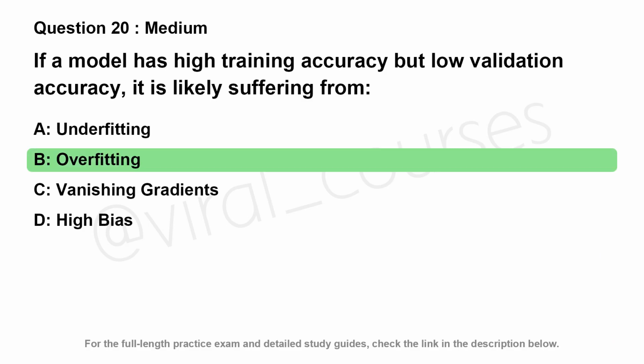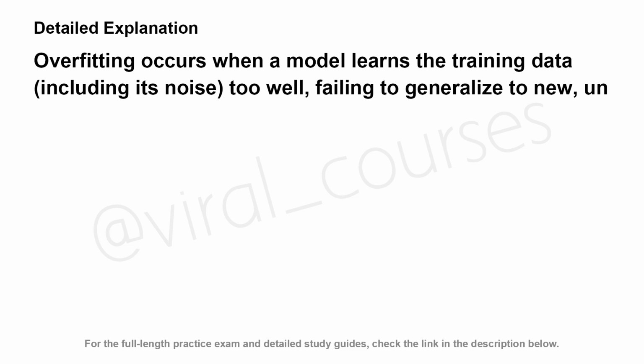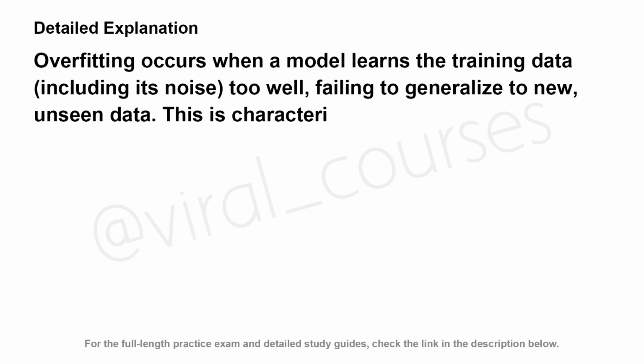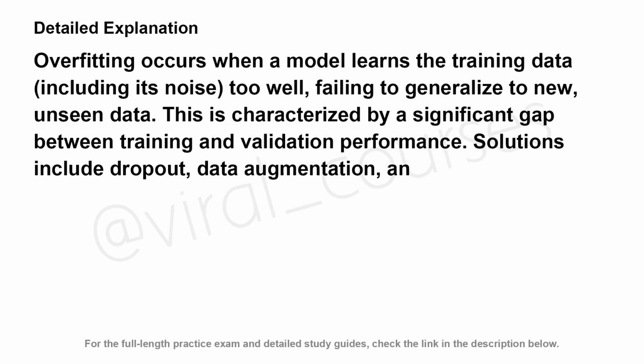The correct answer is B. Overfitting occurs when a model learns the training data, including its noise, too well, failing to generalize to new, unseen data. This is characterized by a significant gap between training and validation performance. Solutions include dropout, data augmentation, and reducing model complexity.